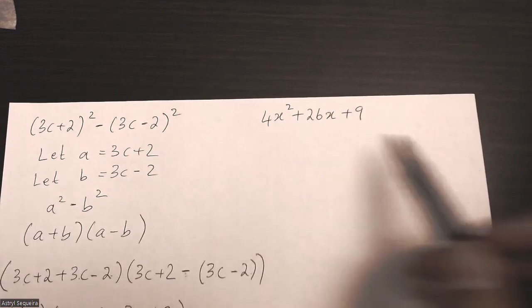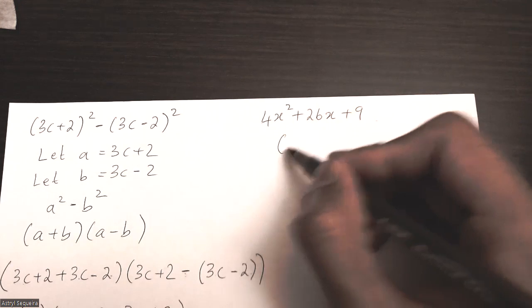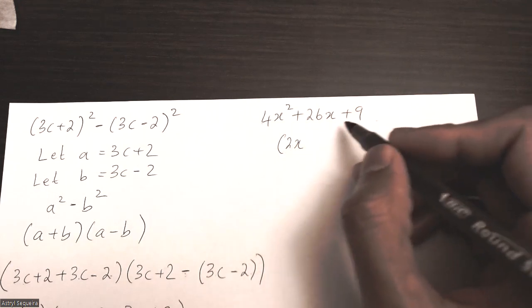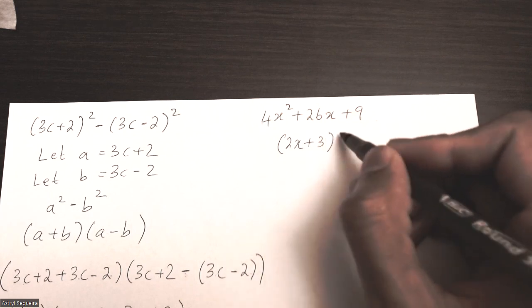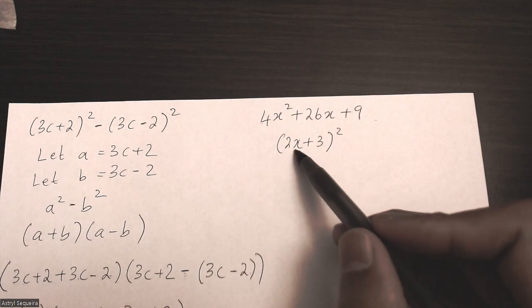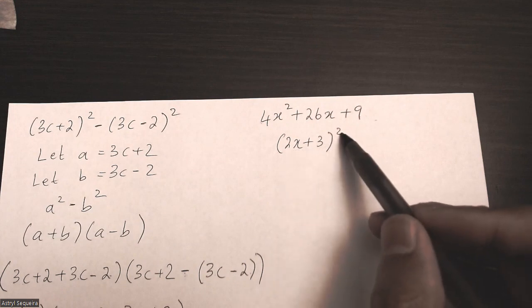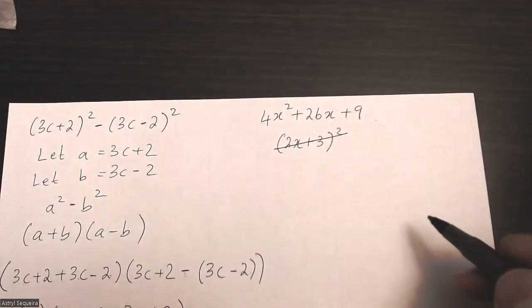Let's look at this last question here. This looks like a perfect square because I can square root those two terms. So the square root of 4x squared is 2x. The square root of 9 is 3. And then I want to do my test. So 2x times 3 is 6x. 6x times 2 is 12x. So this is actually not correct. You can't perfect square this.